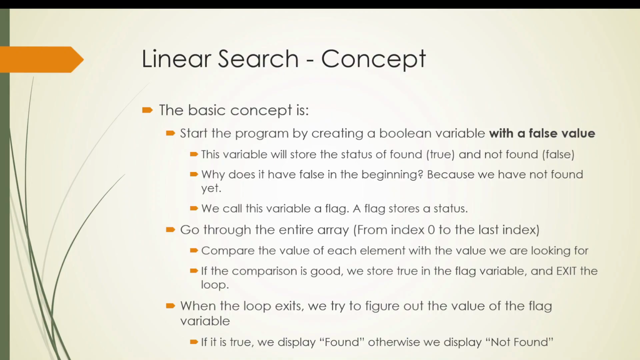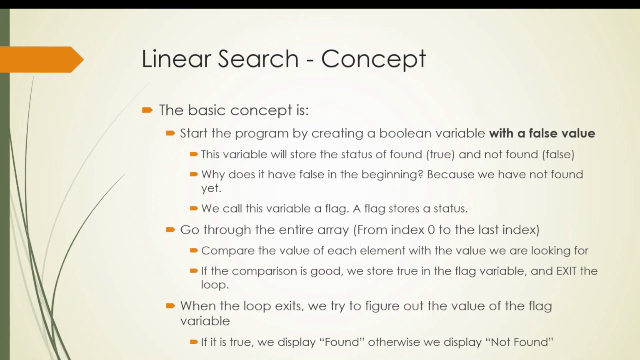We call this variable a flag. A flag stores a status, and status can be either a true or a false. So naturally, we will be using a Boolean variable for it. Then after this variable is created, we go through the entire array from the index 0 to the last index. You know the standard loop. That means we start x with x is equal to 0 and x is less than m.length, if m is the name of the array.